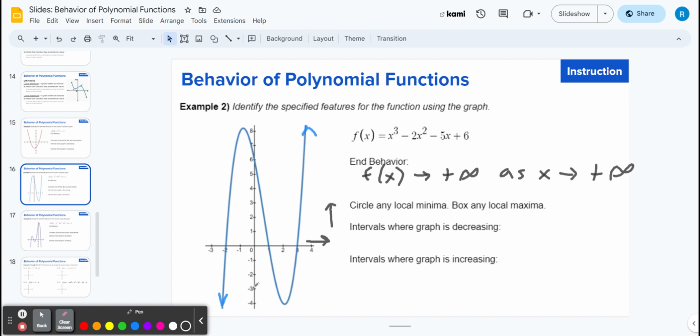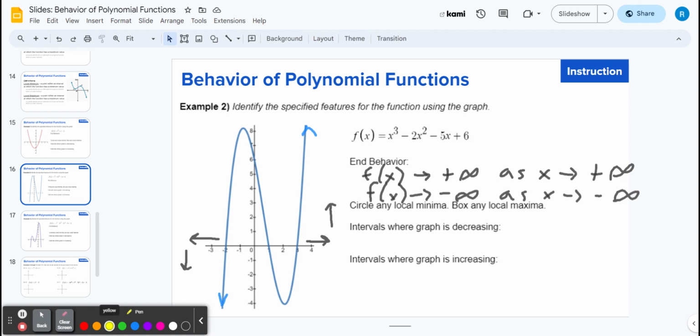And if we look at our left side, as I go to the left forever, it looks like my graph goes down forever. So f of x approaches negative infinity. In this case, it's going downwards as x approaches negative infinity.